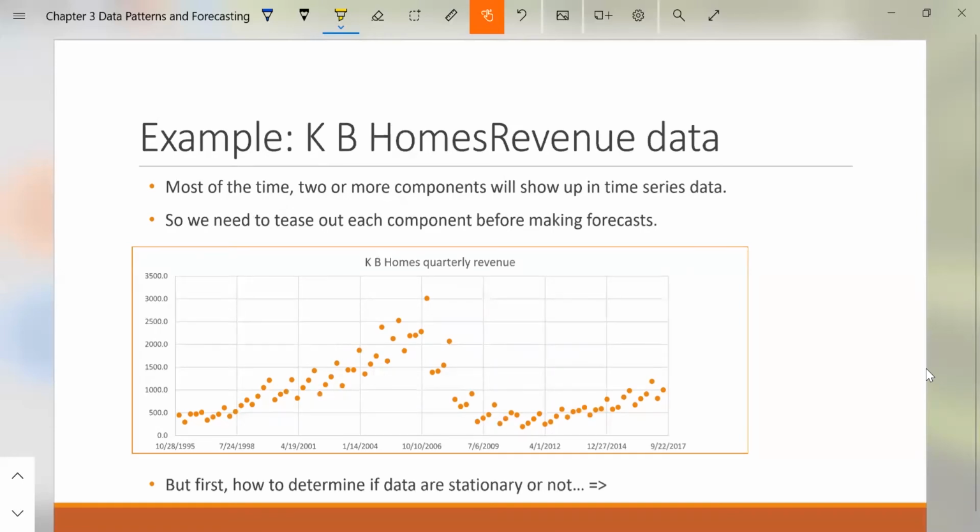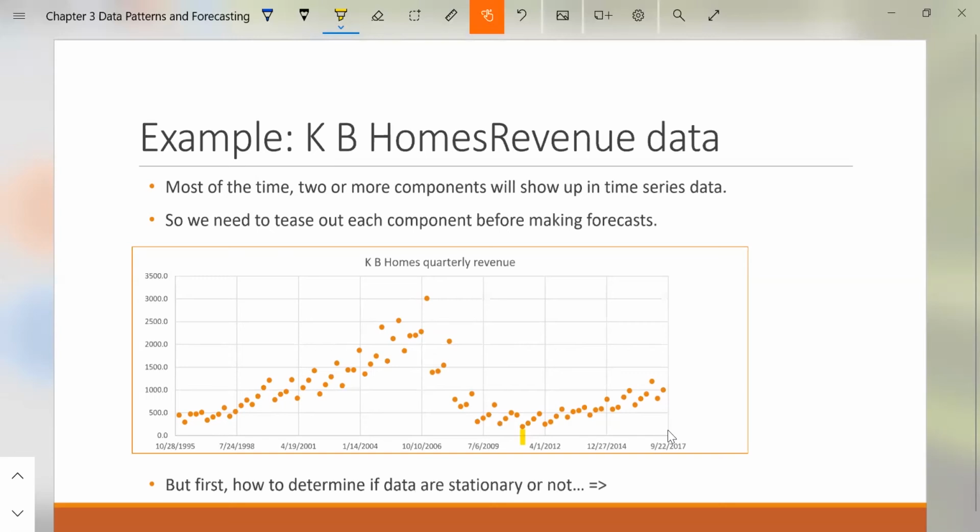And this is the KB Home's revenue data. KB Home is a home builder. What we can see here is, first of all, there's definitely some pattern. So we can tell the data is not stationary. Second, we observe this upward trend until 2006, and then going down all the way around 2011, then going up gradually again. So now we know there is at least some other components.